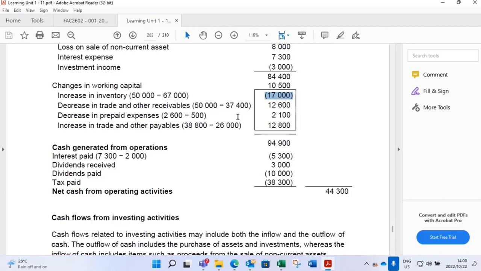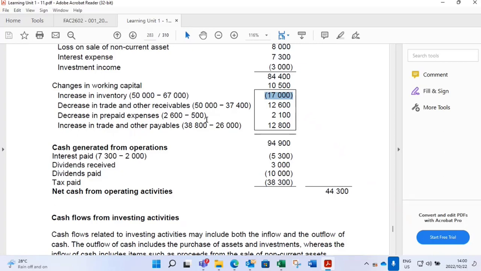Happy? Now expenses. Our prepaid expenses were 2.6 at the beginning of the year, but now the prepaid is 500. It means we were not paying too much. That's why we saved cash.